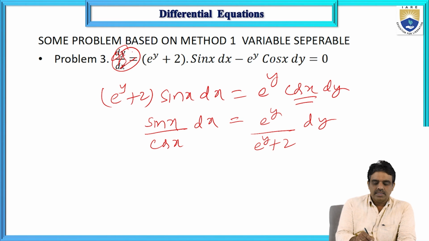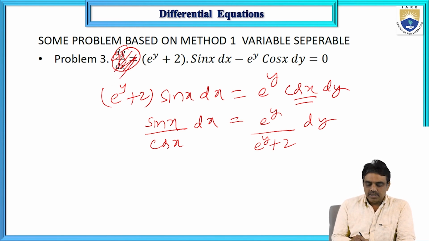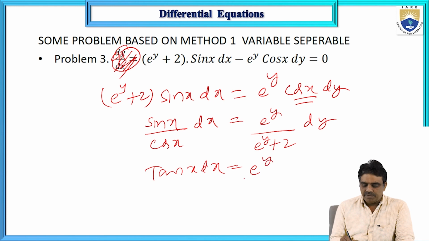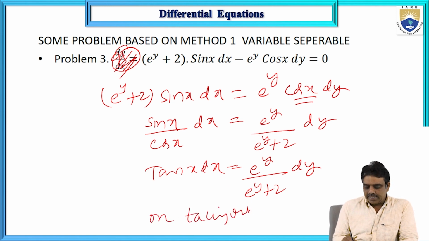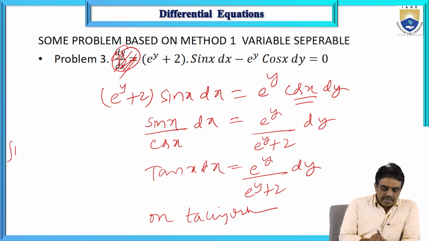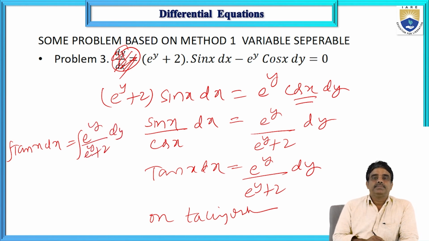The problem here is that there is no dy by dx. Please note that point. So this is tan x dx on the left hand side, and e power y by e power y plus 2 of dy on the right. Now on taking integration both sides, integral tan x dx is equal to integral e power y by e power y plus 2 of dy.